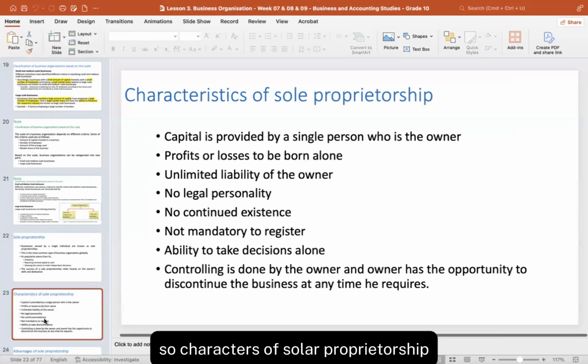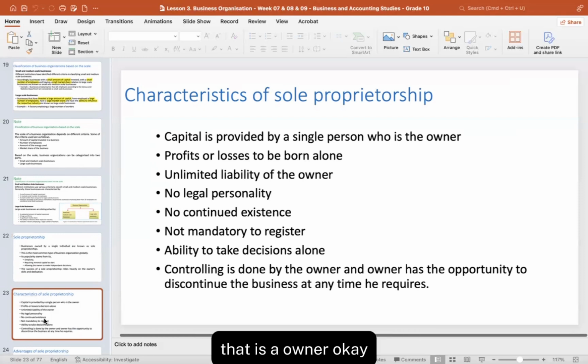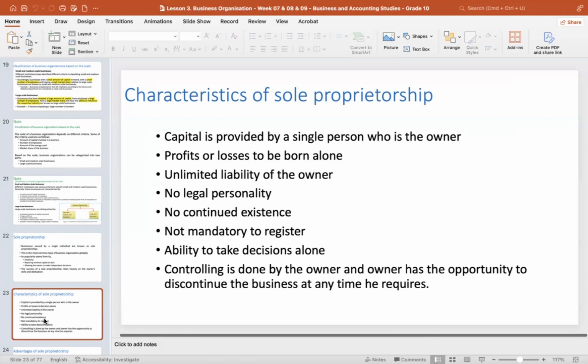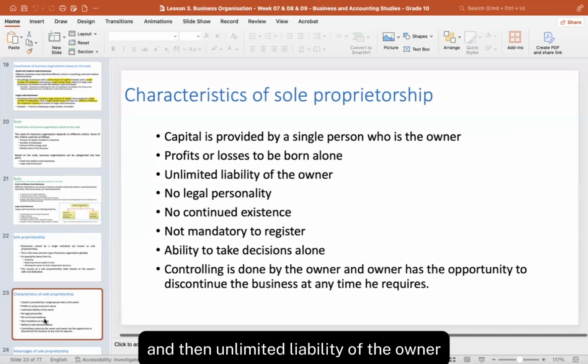Okay, so characters of sole proprietorship, we learned about characters. Capital is provided by a single person, that is the owner. And profit or losses to be borne alone. If there is a profit, it is for themselves; if there is a loss, that is also for themselves. And then unlimited liability of the owner.